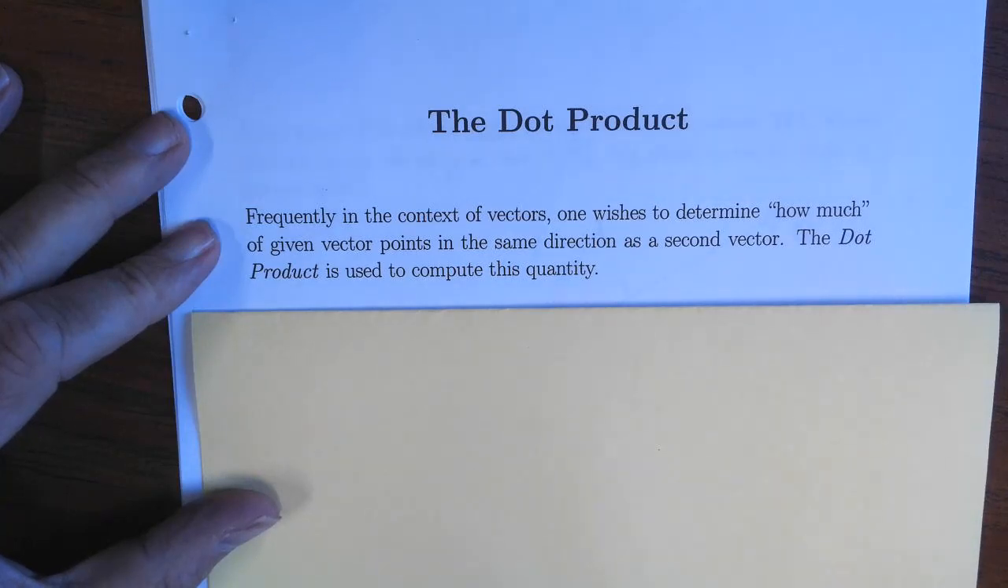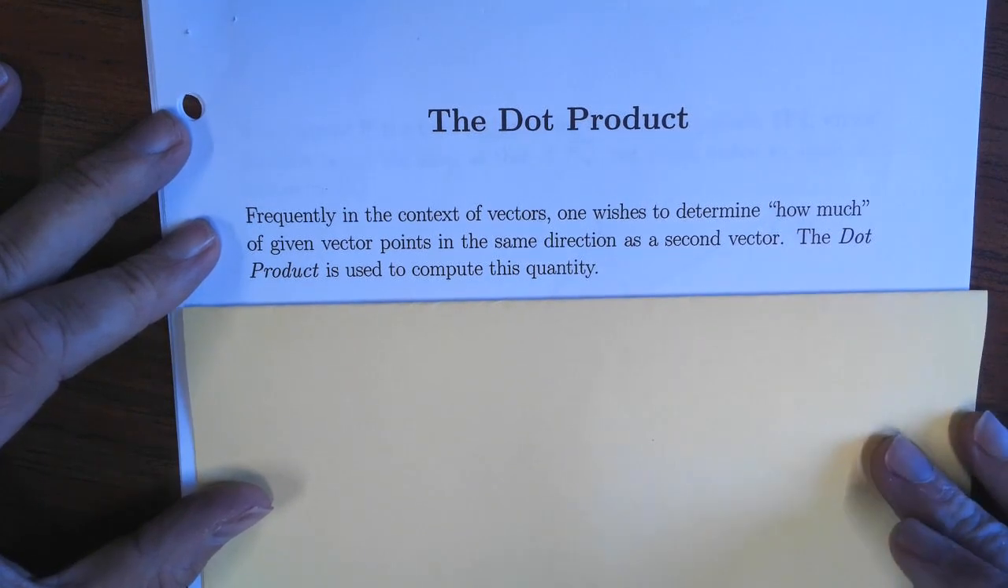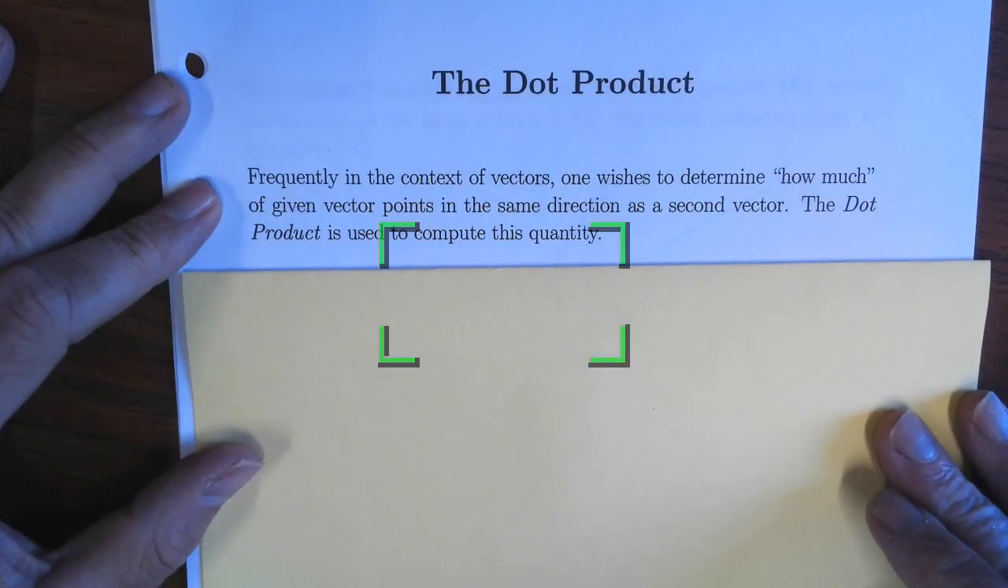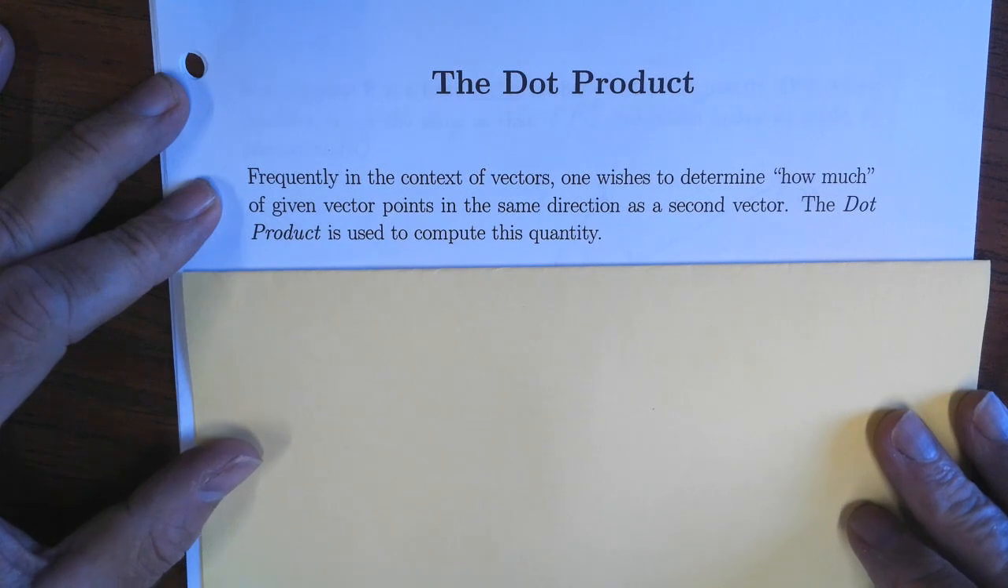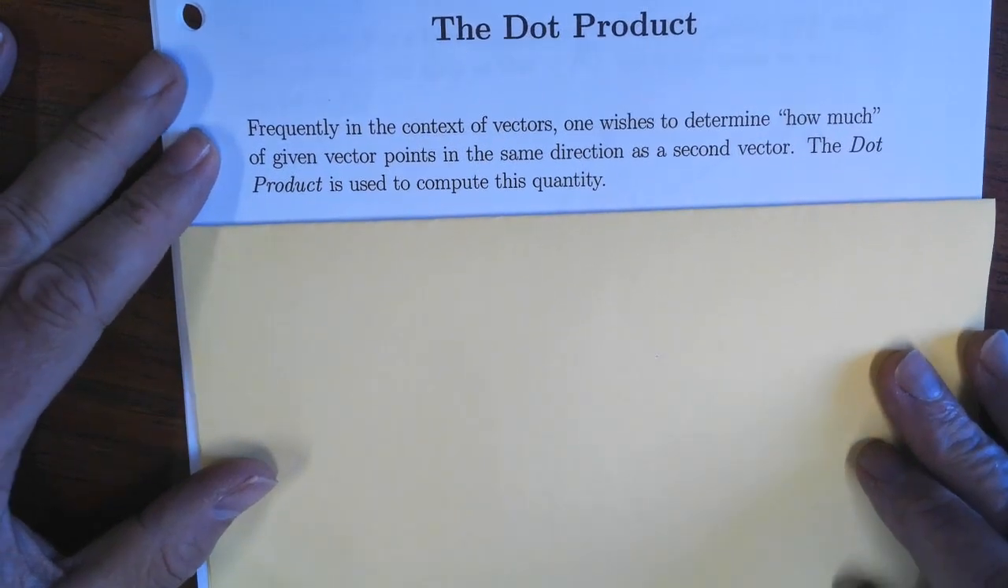We've discussed previously that the product of two vectors is not defined. It does not make sense to multiply two vectors. But now we're going to talk about something known as the dot product, which is a product in a certain sense. Frequently in the context of vectors, especially in physics, one wants to know how much of one vector points in the same direction as another vector. And the dot product allows us to compute this quantity.